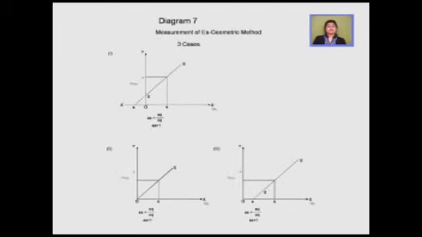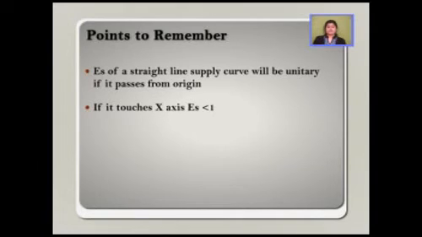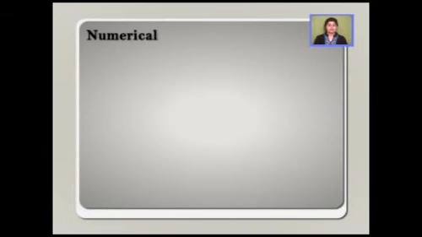While calculating the elasticity of supply or answering any question regarding it, there are three main points to remember, which I'm repeating once again. The elasticity of supply of a straight line supply curve will be unitary if it passes through the origin. If, when extended, it touches the x-axis, it will be less than 1, and if, when extended, it touches the y-axis, it will always be greater than 1. So let's do a few numerical problems on calculation of elasticity of supply.